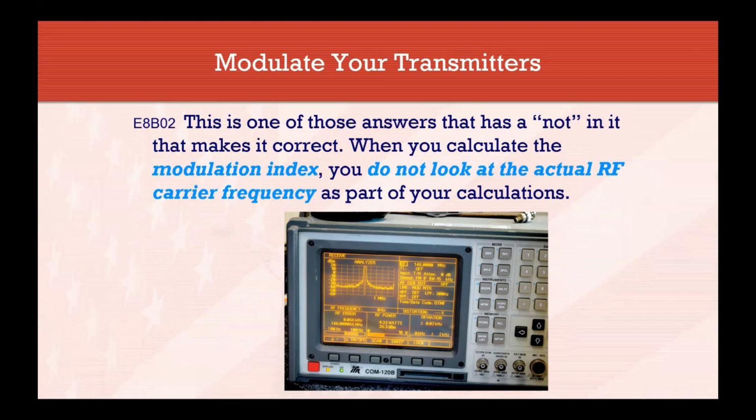Anyway, on this particular question that goes with this, the E8B02 question, the word not is in there, which is what makes it not correct, if you please. When you calculate the modulation index, you do not look at the actual RF carrier. When you're looking at modulation index, we're looking at the amount of deviation in the transmitter and the amount of the audio frequency that we're dealing with. We're not looking at the actual carrier frequency, so that's why that's a not.